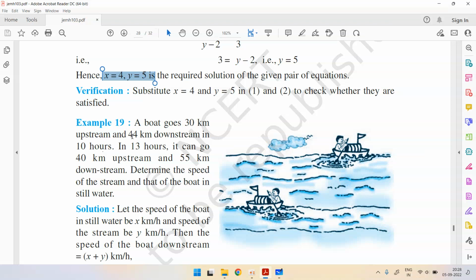Now in example 19, it says that a boat goes 30 km upstream and 44 km downstream in 10 hours. In 13 hours, it can go 40 km upstream and 55 km downstream. Determine the speed of the stream and that of the boat in still water.